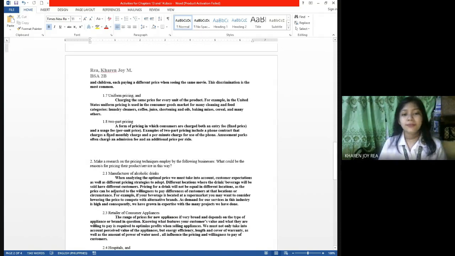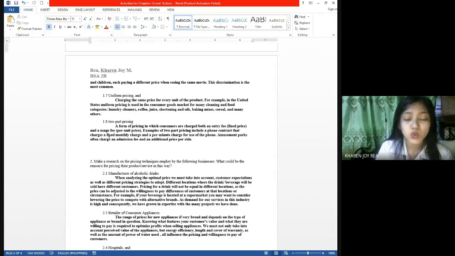Next is uniform pricing. It is charging the same price for every unit of the product. For example, in the United States, uniform pricing is used in the consumer goods market for many cleaning and food categories. Laundry cleaners, coffee, juice, shortening and oils, baking mixes, cereals, and many others.